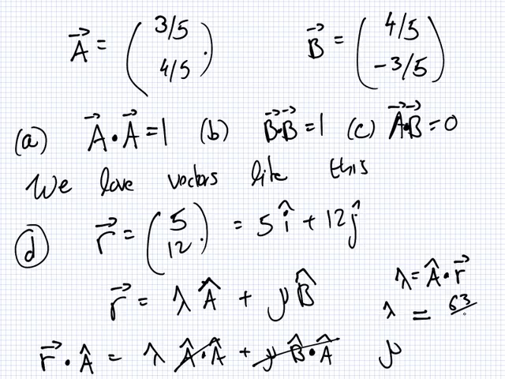And likewise, 63/5. Likewise, give me the mu. The mu would be B dot OR. And here is the B, and here is the OR.